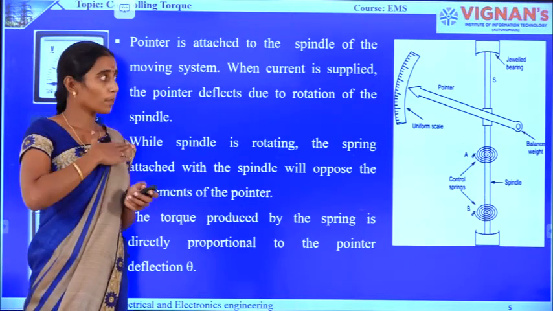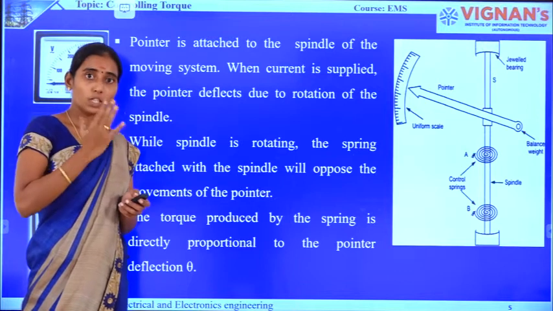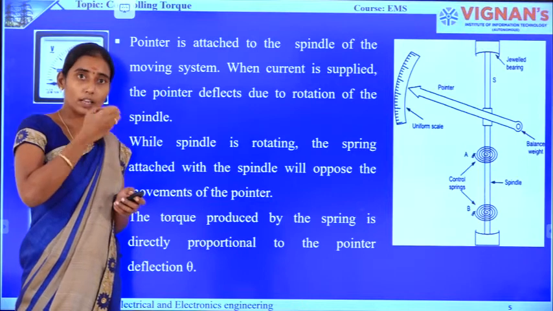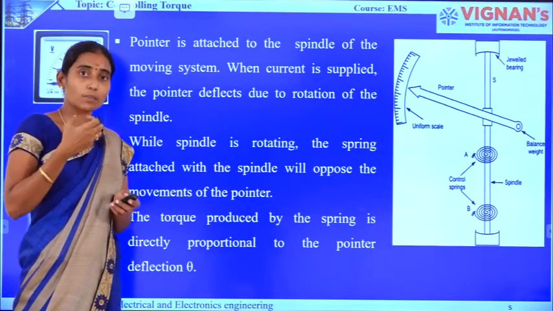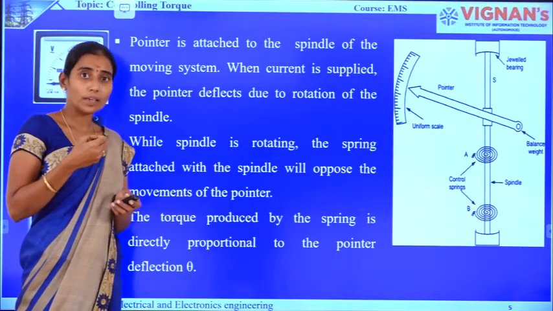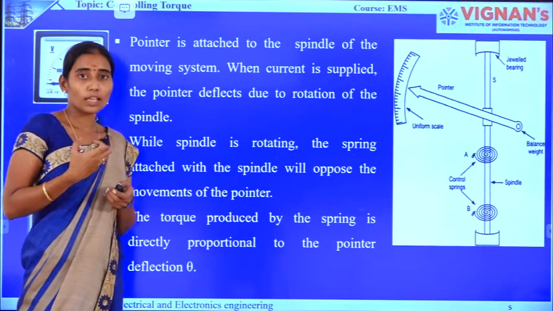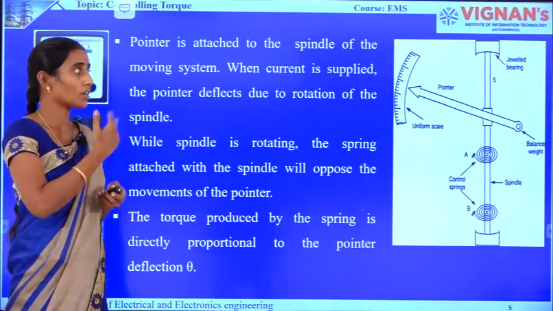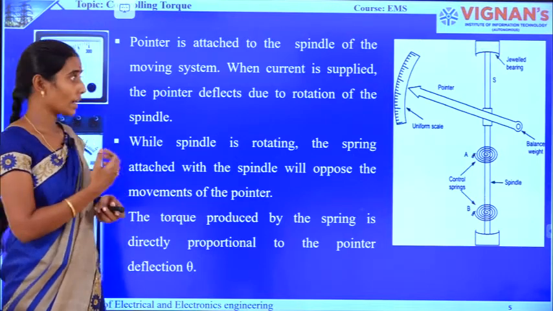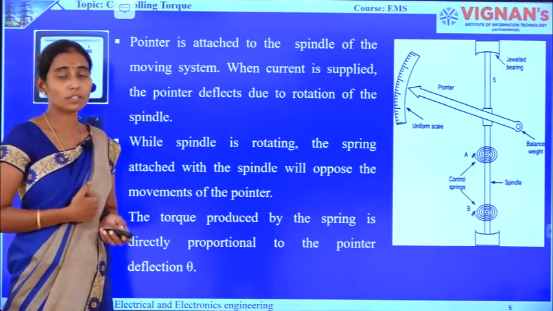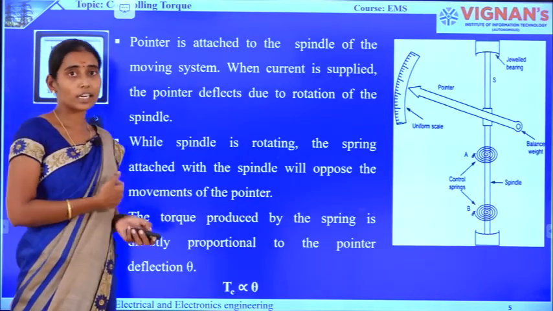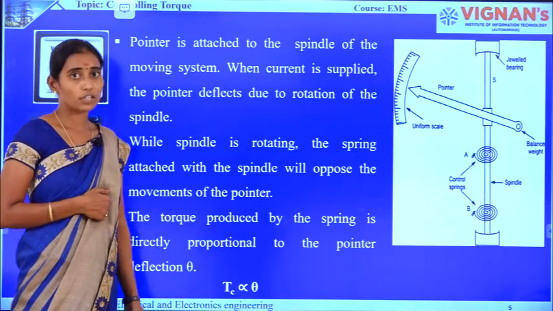That means, when your pointer is deflecting more, the springs will be tightened more. That means, when your pointer is deflecting more, the spindle will be rotating more, and hence the spring which is attached to the spindle gets tightened more. That means, the tightening of the spring or the winding of the spring depends upon the deflection of the pointer, and hence the torque developed by the spring is directly proportional to the angle of deflection theta, and hence tau c, or controlling torque, is directly proportional to angle of deflection.